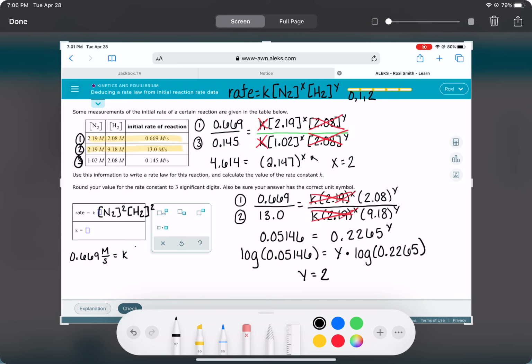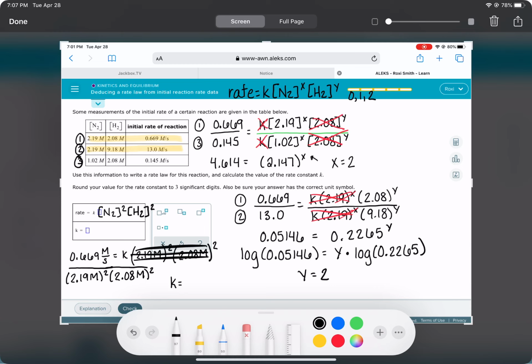So that's going to be equal to k times the concentration of N2, 2.19 molarity squared, times the concentration of H2, 2.08 molar squared. And so now we need to solve for k, and we need to include the units when we're solving for k. So I'm just moving these terms over to the left side of the equation.